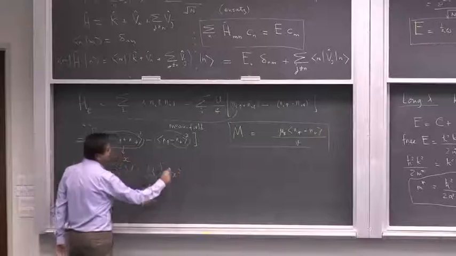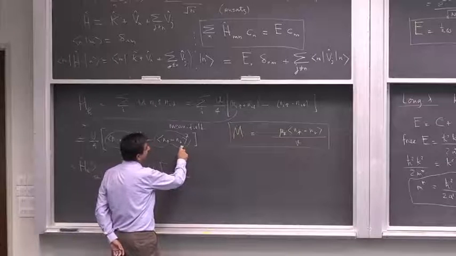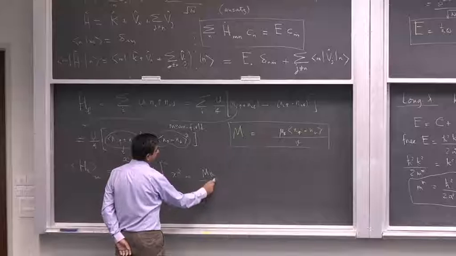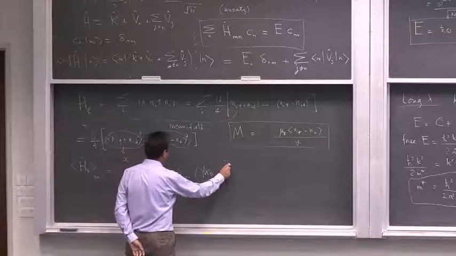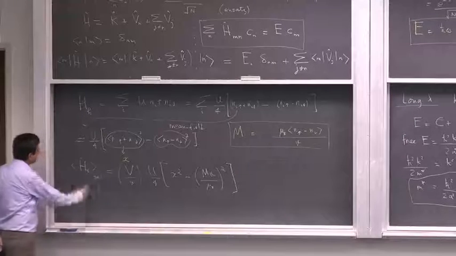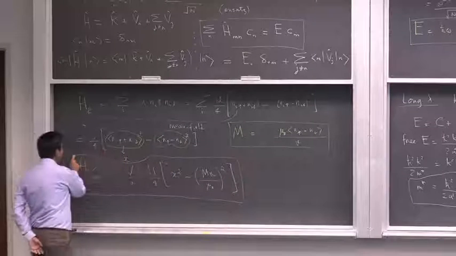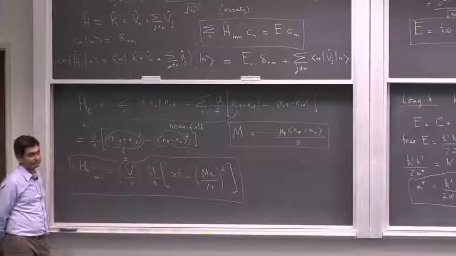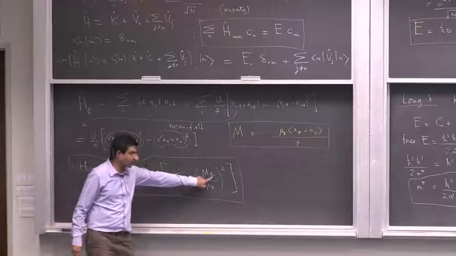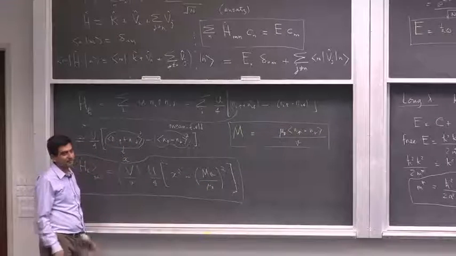x squared minus, now this object is m small v over mu v, squared. This is the energy due to the interaction between the electrons inside the total volume of the material. Small v is the size of the unit cell. Capital V is the total volume of the material.